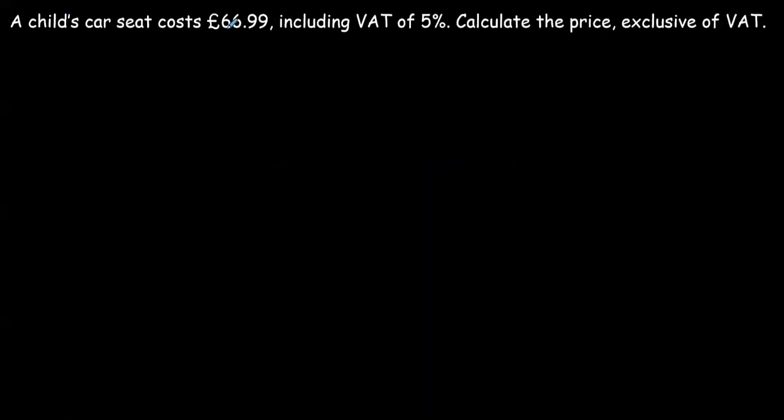A child's car seat costs £66.99, including VAT of 5%. Calculate the price exclusive of VAT. So if the original price is 100%, and then with a VAT of 5%, it's £66.99. That means that this represents 105%. So in other words, the value we're trying to find is always 100%. And then we just apply the increase or decrease that we're given to get the percentage for this value. So that's 105%.